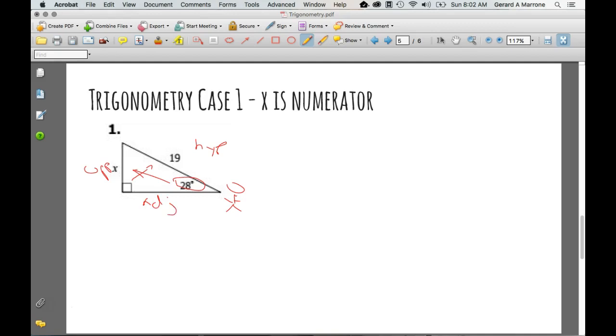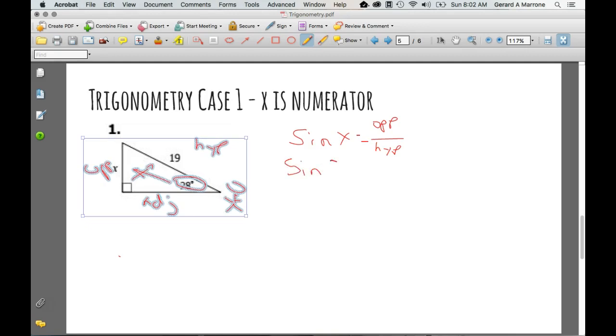Now, we determine which ratio to use by the information given to us. In this case, they only gave us information at the opposite side and at the hypotenuse. So we've got information at opposite and hypotenuse. So we're going to use sine. So we're going to fill in the information. If my formula was sine of x equals opposite over hypotenuse, my angle is 28 degrees. So I've got sine of 28, the angle measure, equals the opposite side, which is x, over my hypotenuse, which is 19.